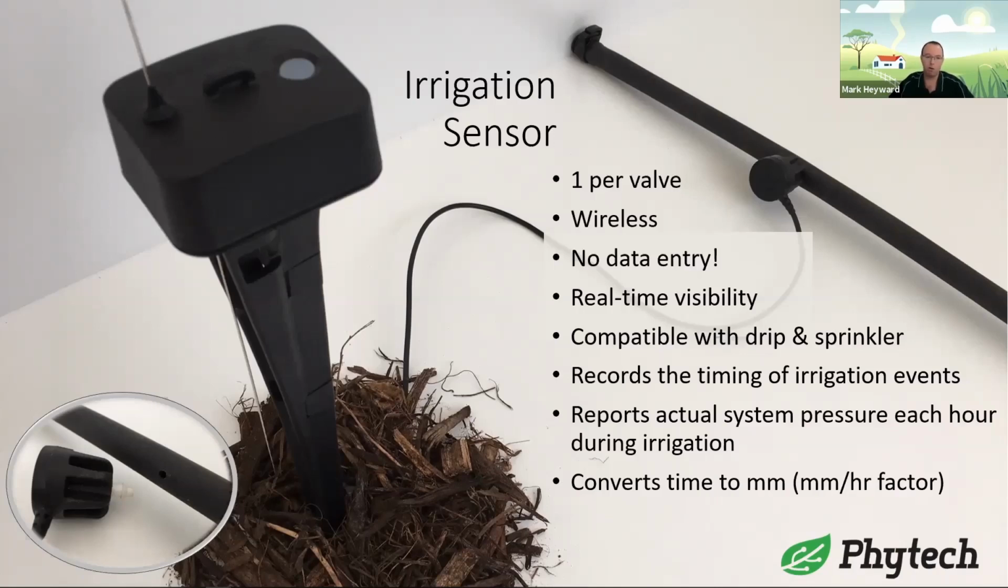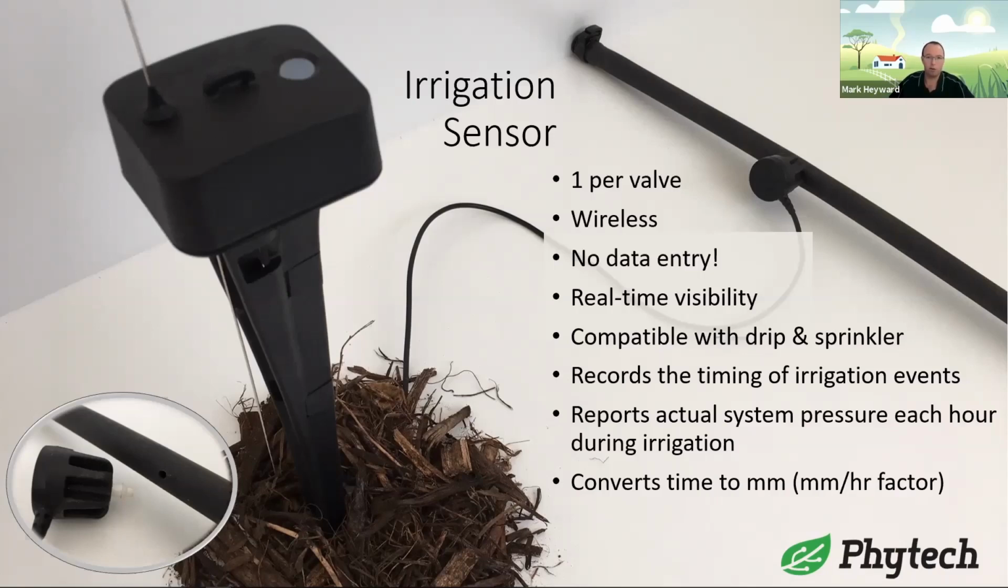There's no data entry. We don't ask you to get your keyboard out and type in when you turn the water on and off. We don't rely on an API or connecting with an irrigation controller software to do this either, because there's always a chance that you have a blocked filter or some other communication issue that might mean that the irrigation isn't happening according to the plan set by the controller.